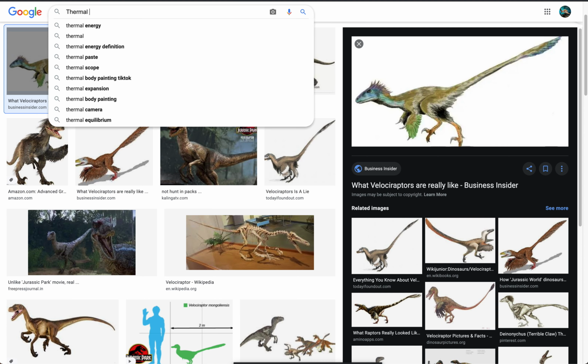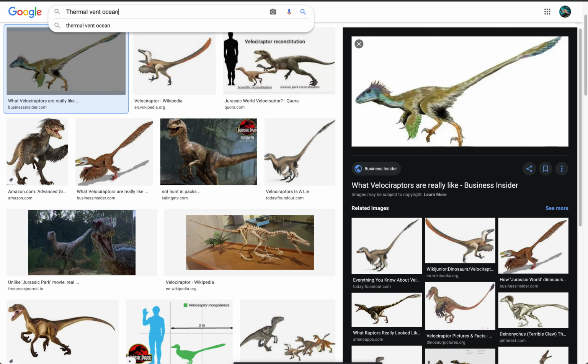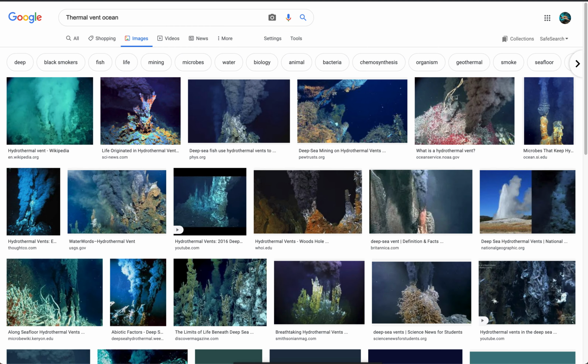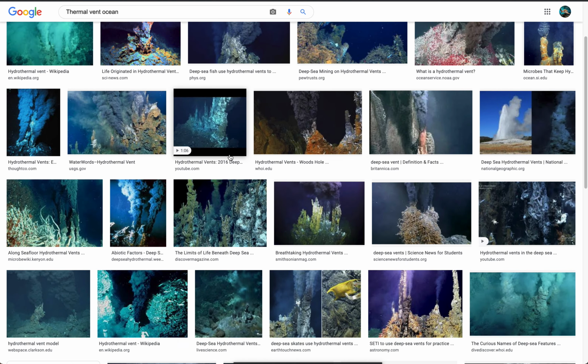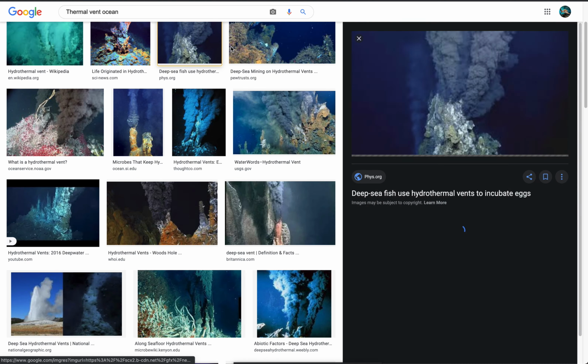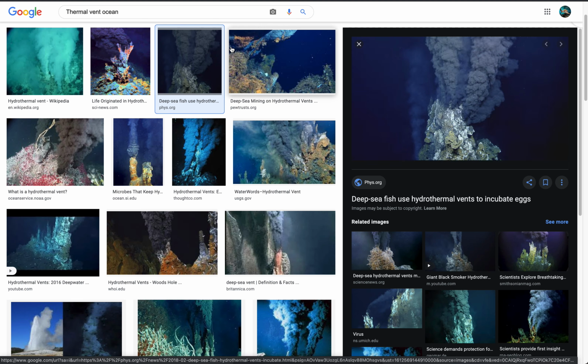Let's see. Thermal vent ocean. Can you all see that? Yeah, you can. Okay. I mean, this is what they look like. I can't really find a good one, but yeah.